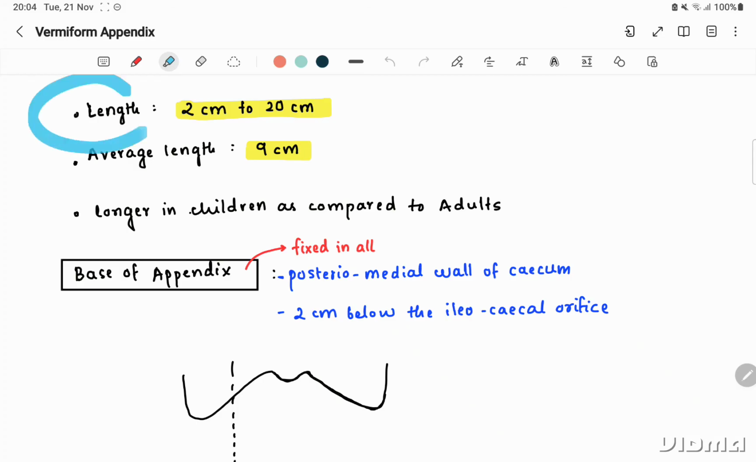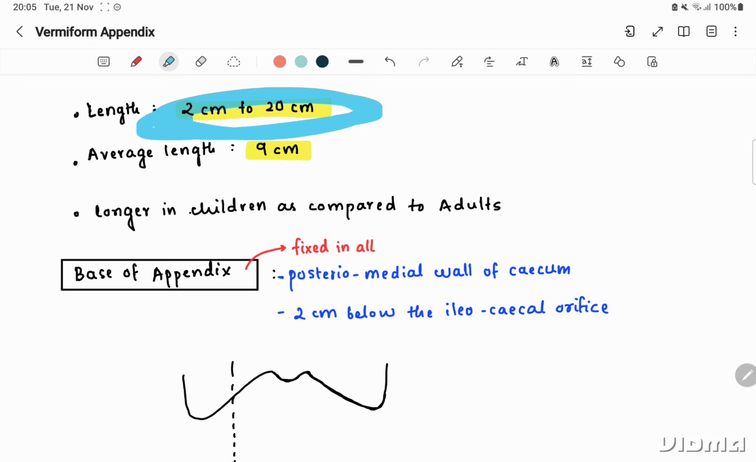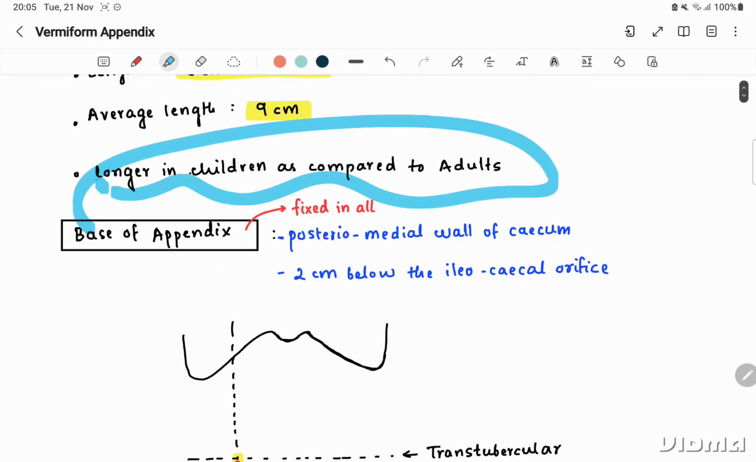Let's discuss the vermiform appendix. If you take the surgical branch, there will be plenty of patients suffering from appendicitis, and the operation, the laparoscopic methods and all, are adopted to diagnose and treat appendicitis. What is the length of the appendix? It is 2 cm to 20 cm. The average length is about 9 cm. It is longer in children as compared to adults.